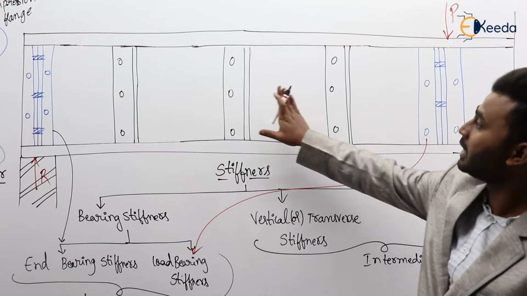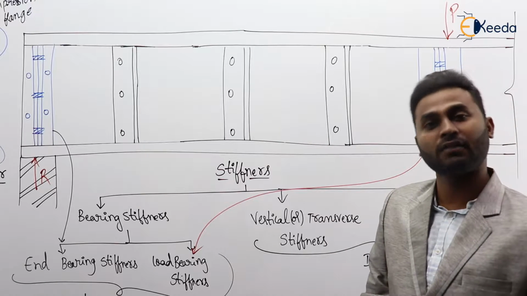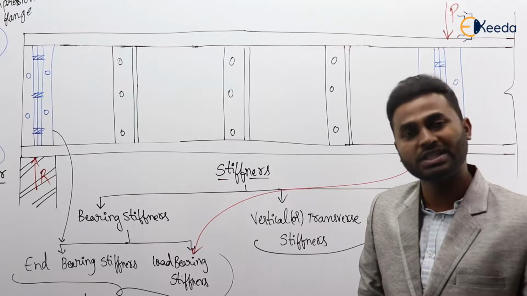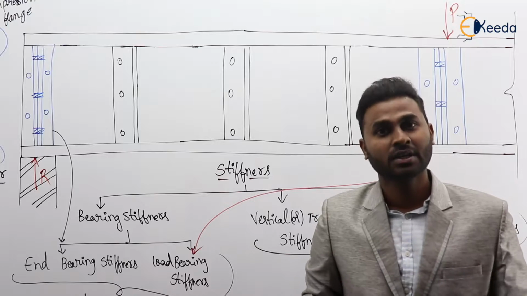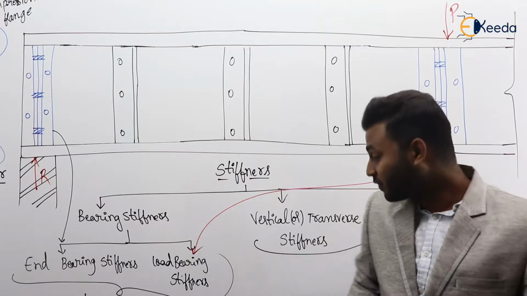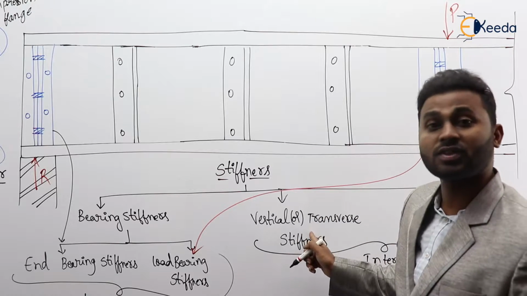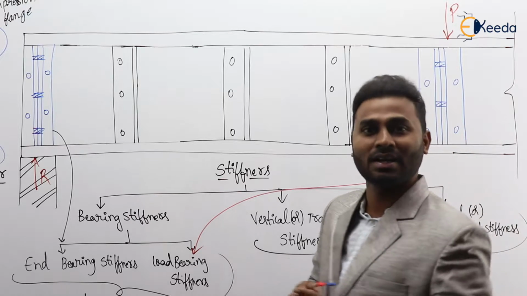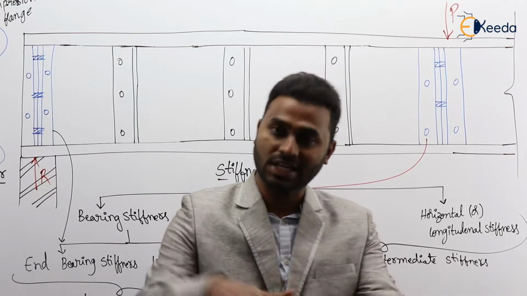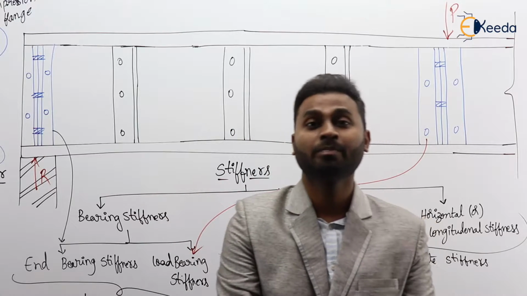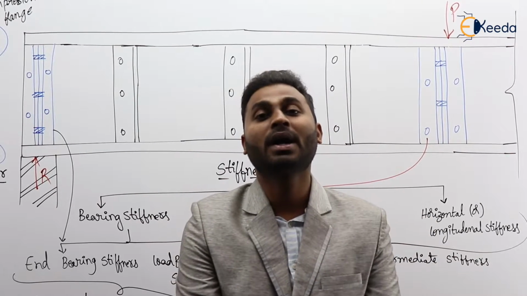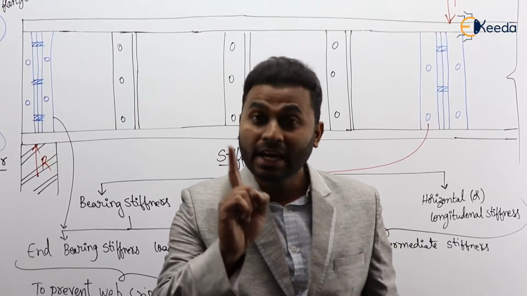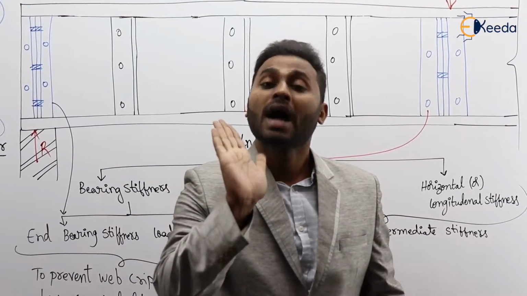So this is how the transverse stiffener, or vertical stiffener, is going to be provided. So this is the location. Now what is its function? The main function of a vertical or transverse stiffener is to prevent web buckling. What is the reason for web buckling? Of course we have discussed in detail, but again tell me, what is the reason? Web buckling is due to diagonal compression developed due to high shear force.